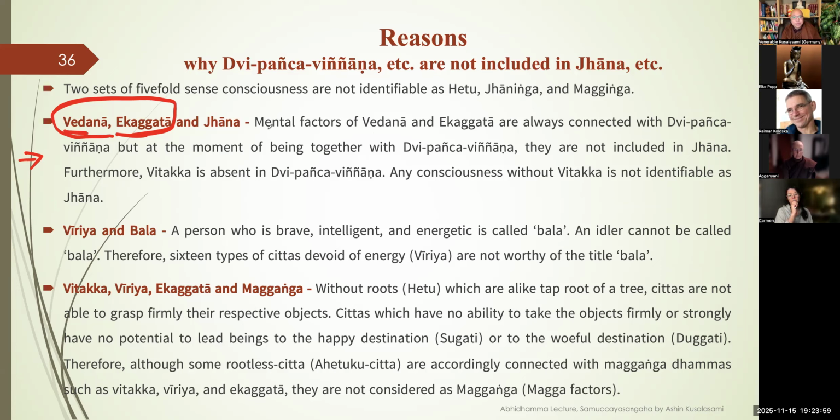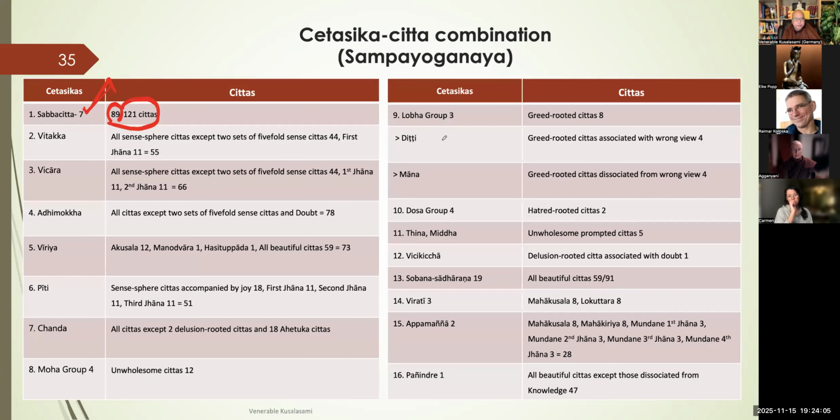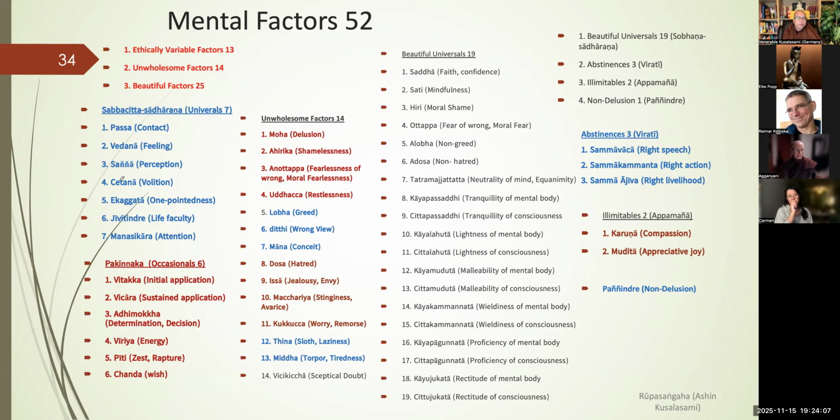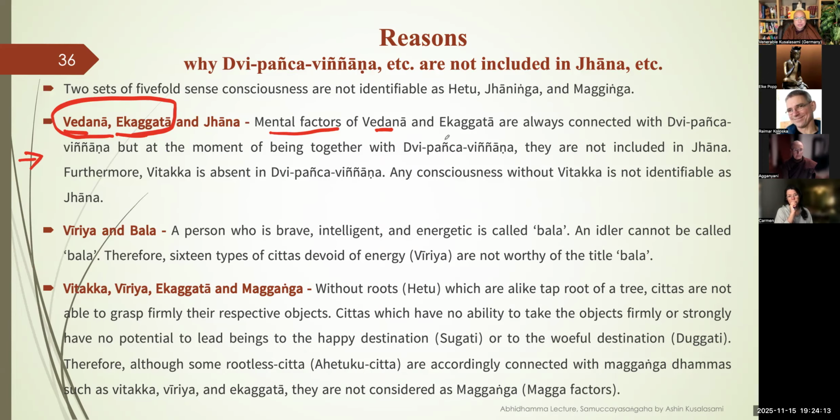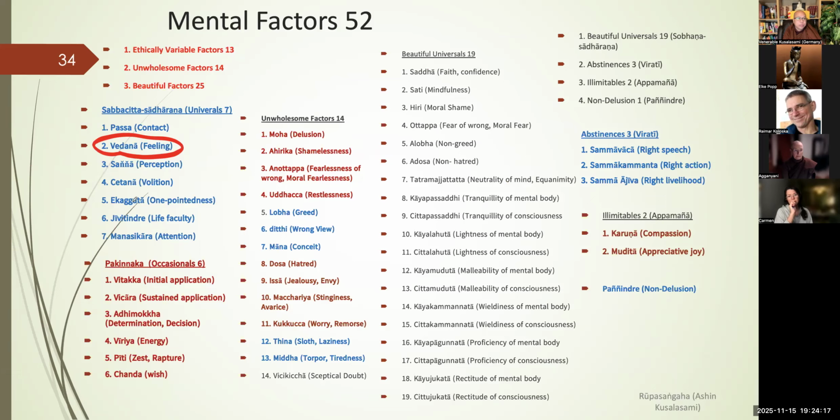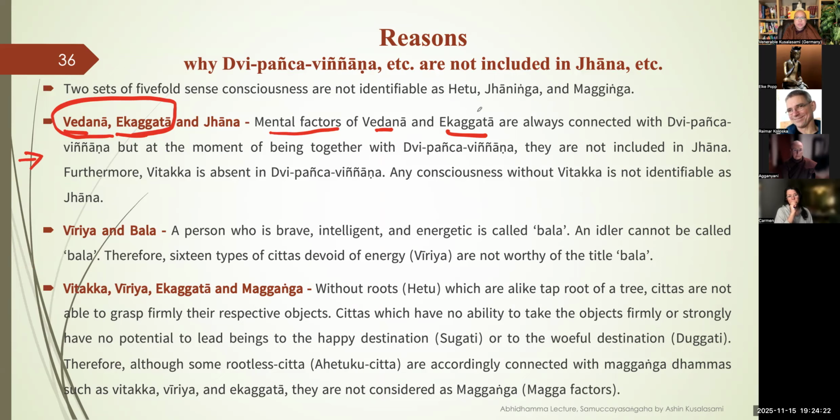Okay, mental factors of Vedana here. Vedana, Phassa, Vedana, and Ekaggata. So Ekaggata, two in this group, are always connected with the Dvipancavinnana.